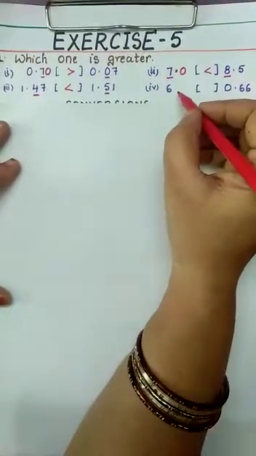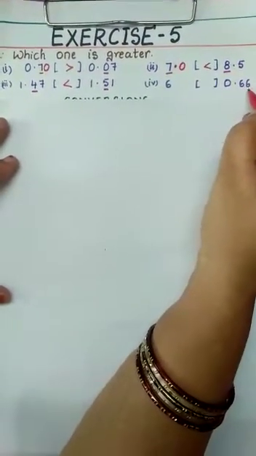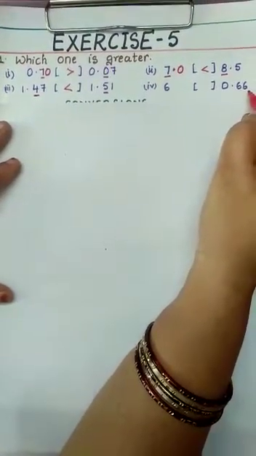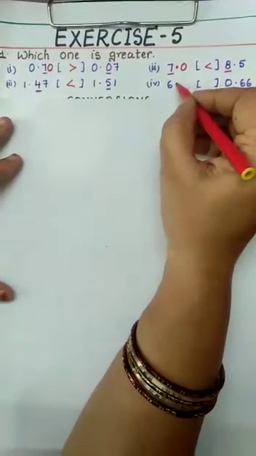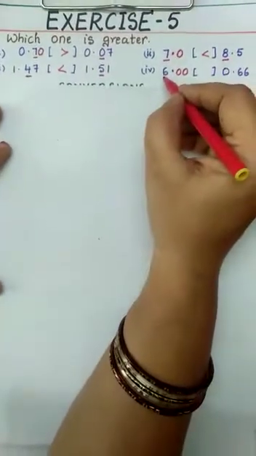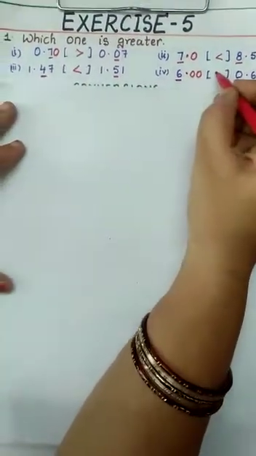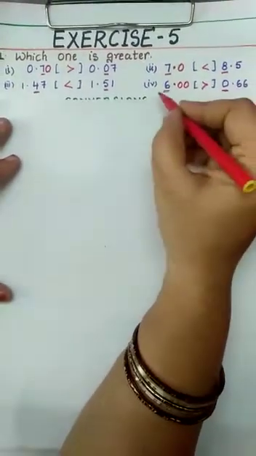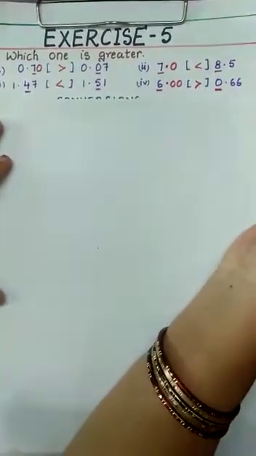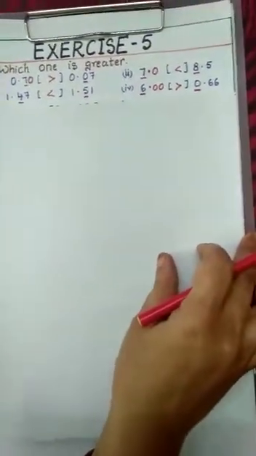Now come to the last sum. Here you have 6 and here you have 0.66. 2 digits we have after the decimal. So here you place the decimal and insert 2 zeros. Now you compare here. Whole number part we have here 6 and here we have 0. As 6 is greater than 0, 6 is greater than 0.66. So this is the way we have to find which decimal is greater.